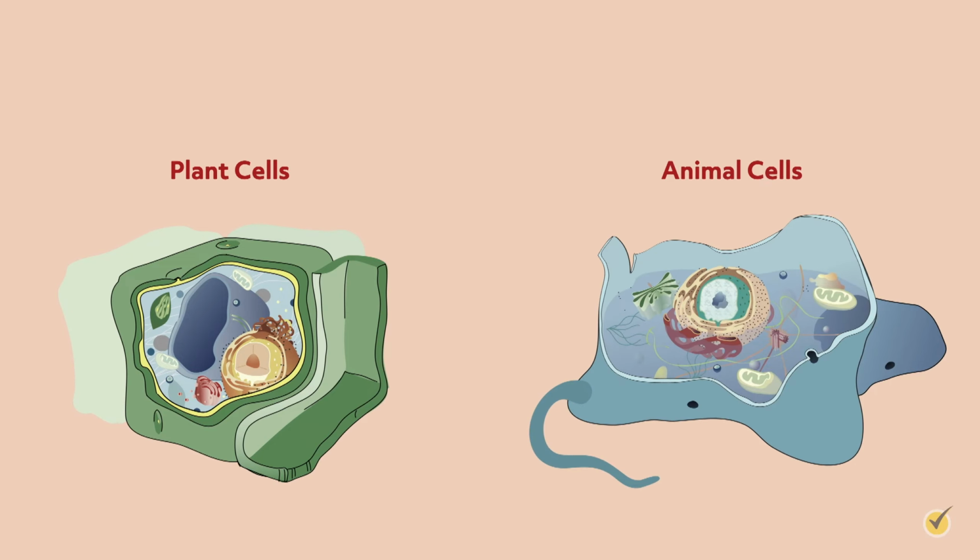To start off, let's look at the cell's size and structure. Both plant and animal cells are what we call eukaryotic cells. All eukaryotic cells have a membrane-bound nucleus and lots of membrane-bound organelles, which are smaller components of the cell that have specific jobs like keeping the cell alive and functioning.